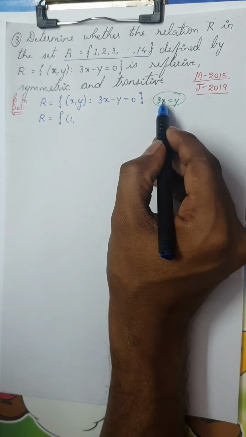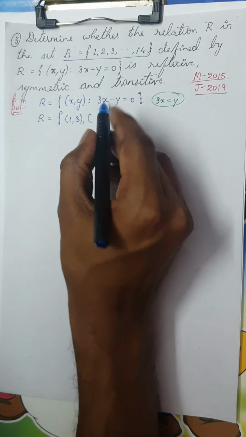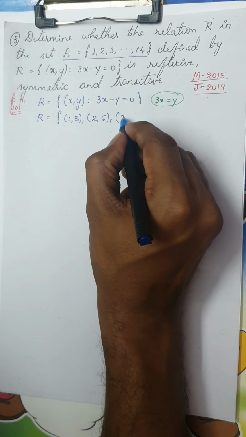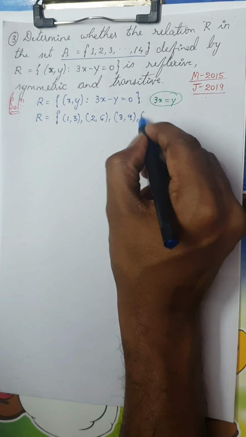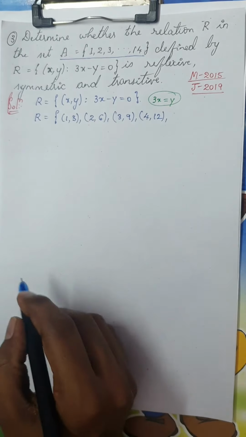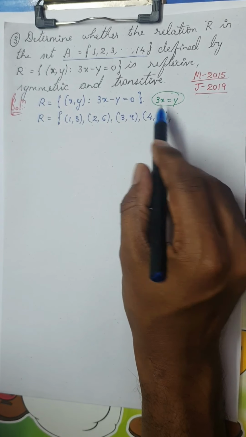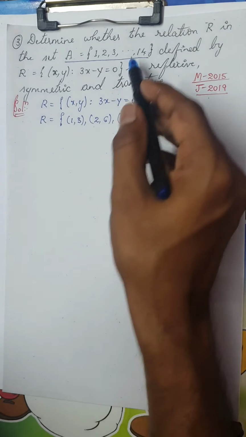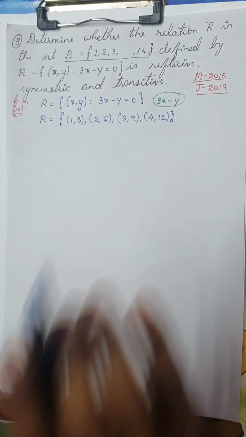Let me put x is equal to 1. If you put x is equal to 1, then y will be 3 into 1, so it is 3. So similarly, if you put x is equal to 2, 3 2s are 6. If you put x is equal to 3, then 3 3s are 9. If you put x is equal to 4, y would be 3 4s are 12. Now I cannot put x is equal to 5, because if you put x is equal to 5, 3 5s will be 15. 15 is not an element in the set A. Both the elements, remember, should belong to the set only. So this is my relation.